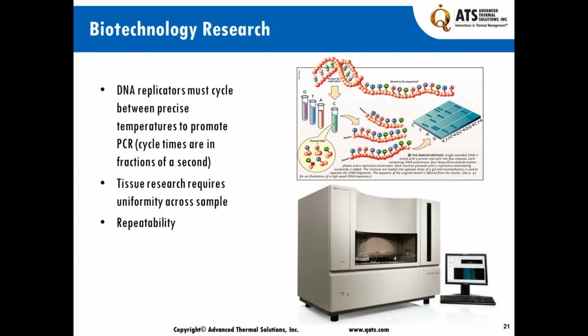Biotechnology research is another area. DNA replicators must cycle between precise temperatures, with cycle times in the fraction of a second. Tissue research requires uniformity across the sample and then repeatability. If I discovered something, I need to be able to go back to my equipment and make sure my equipment is repeatable. Any kind of thermal fluctuations, any kind of temperature gradients across these things is going to cause havoc for the researcher. And the researchers are not engineers. They're using the equipment that we've designed for their research and hopefully come up with parameters that could help human factors.